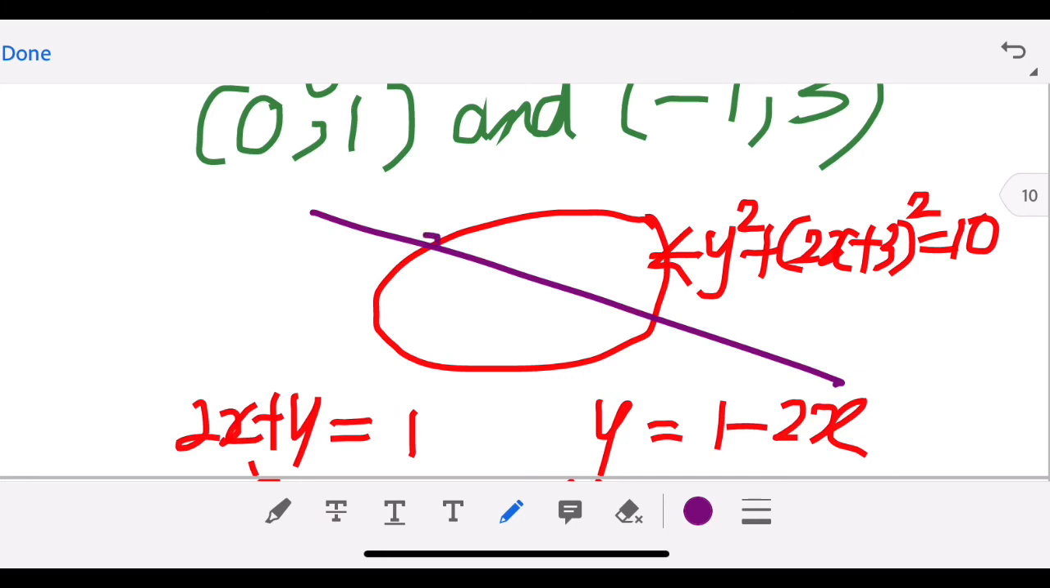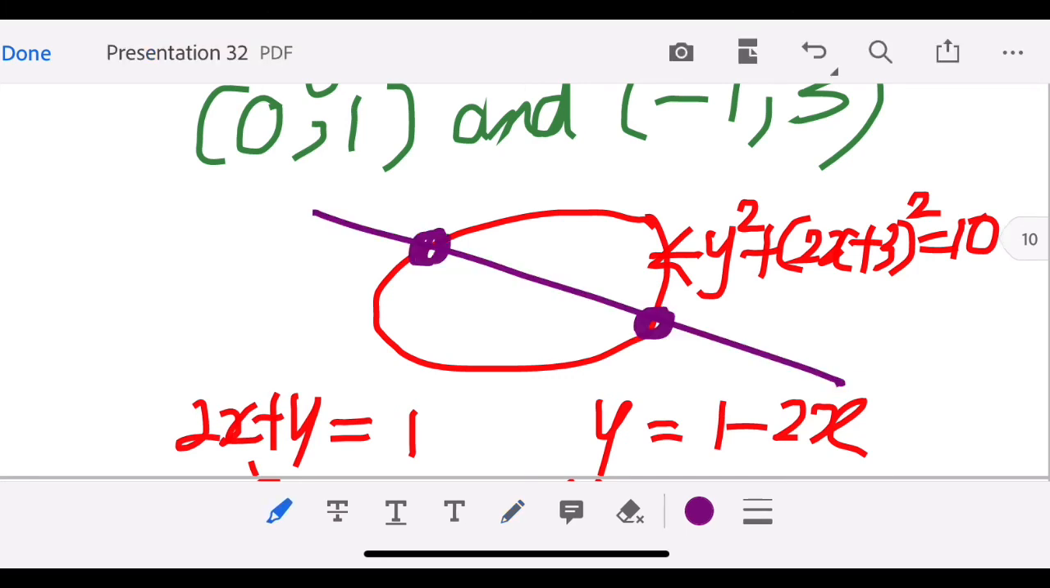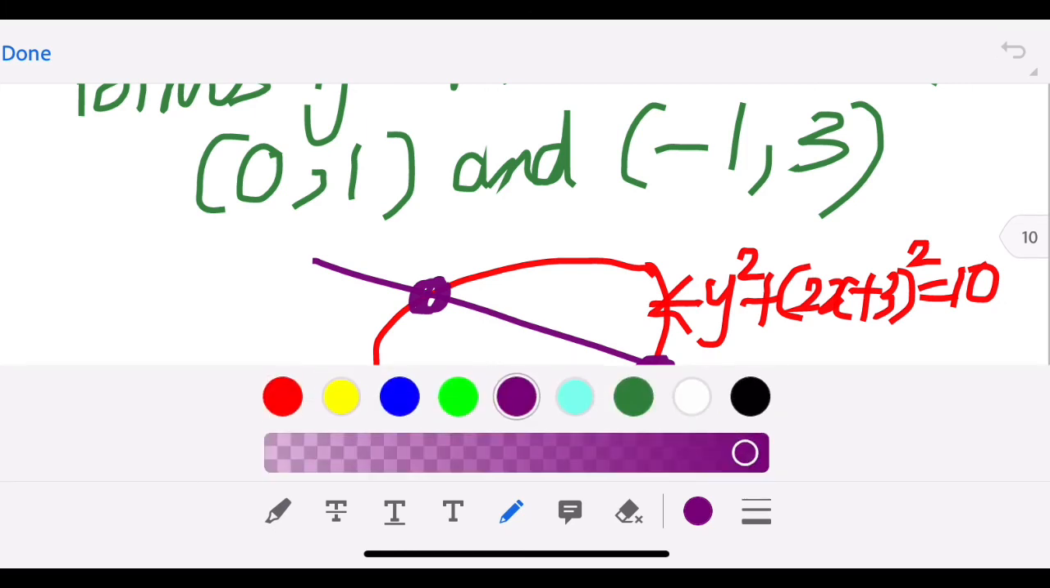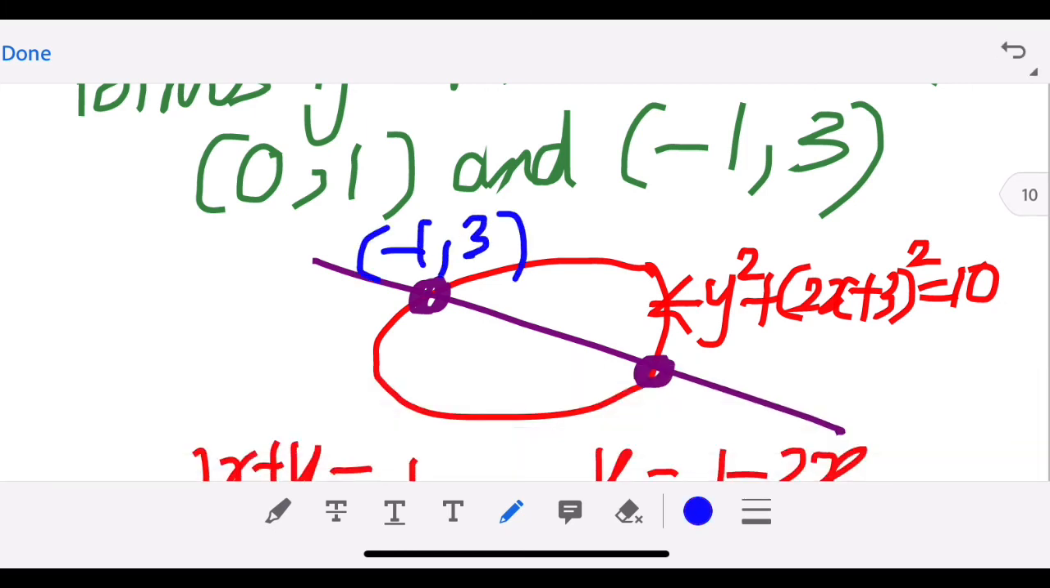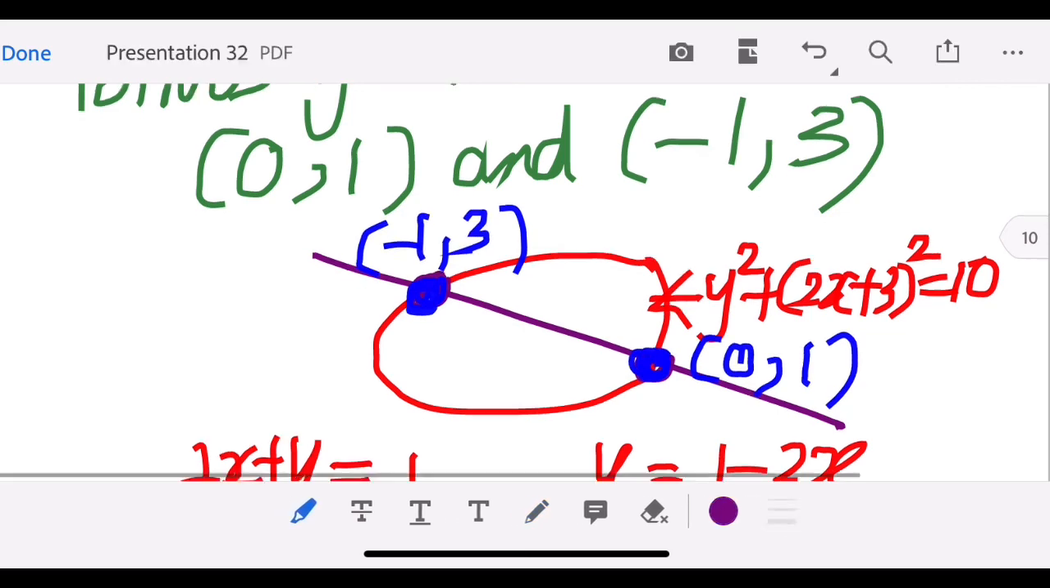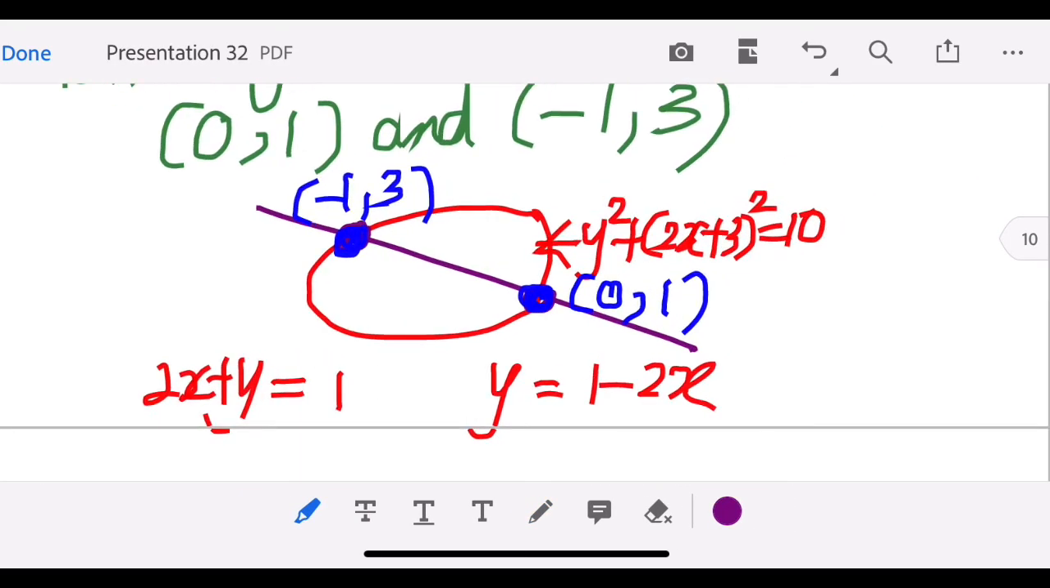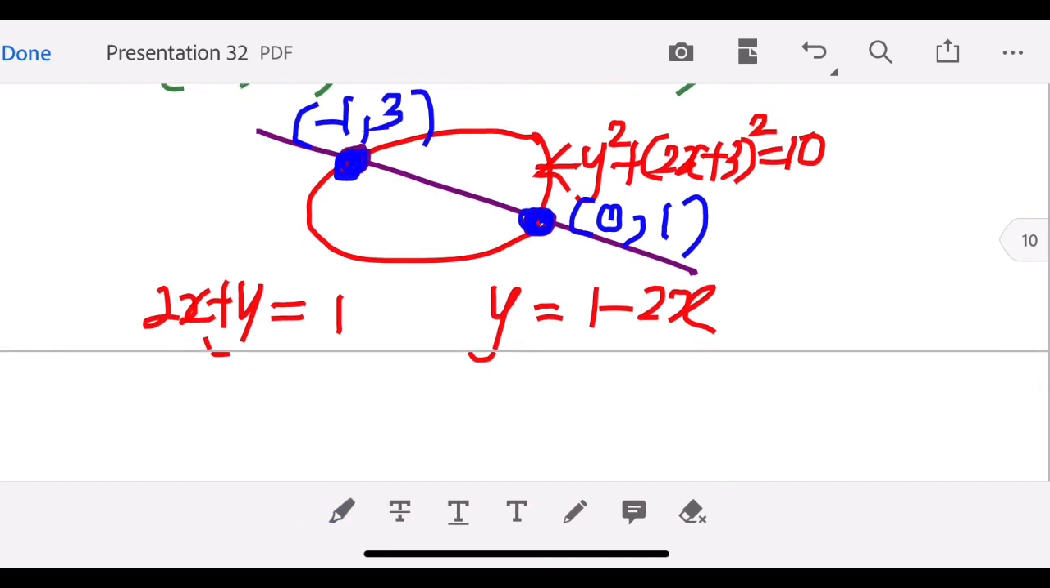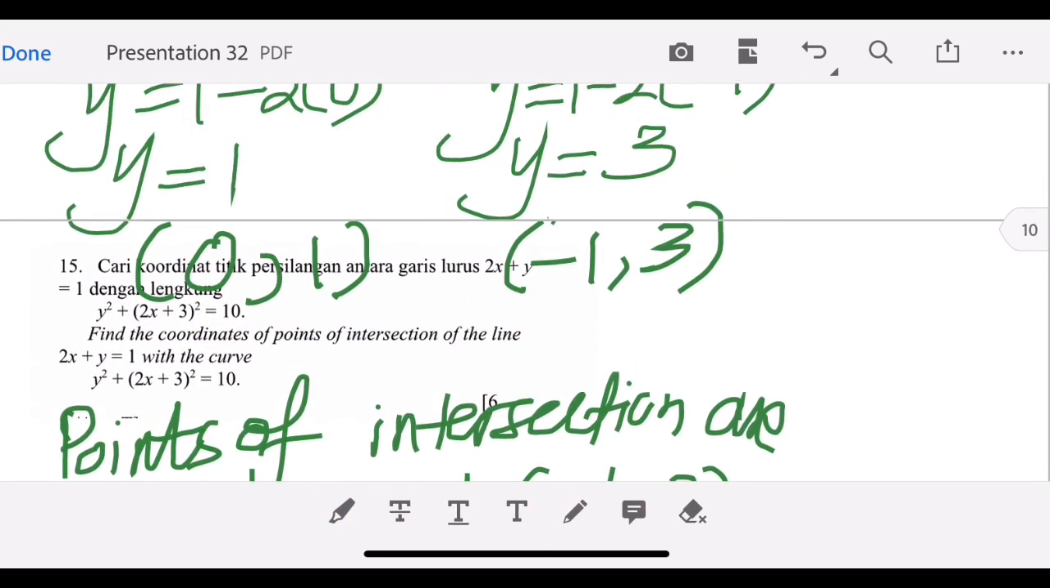All right, so that means these 2 points are the answer. That means if I want to label the answer, it should be negative 1, 3 here and 0, 1 here. All right, so let's say these are the 2 points. So you must understand the concept. So the point of intersection will be negative 1, 3, and the other point of intersection will be 0, 1. Okay, so I'm sure you have a better understanding of how to present your answer after solving the simultaneous equation. So always double check your answer before you submit to me.